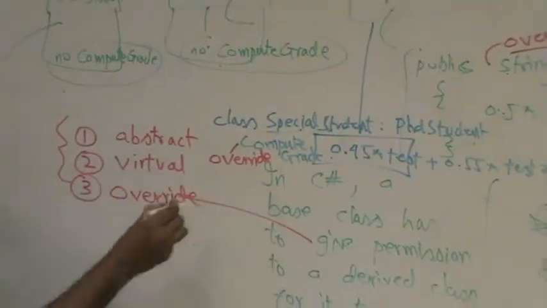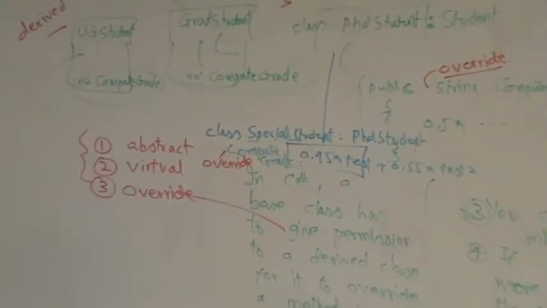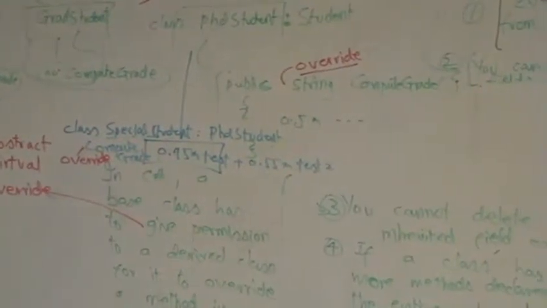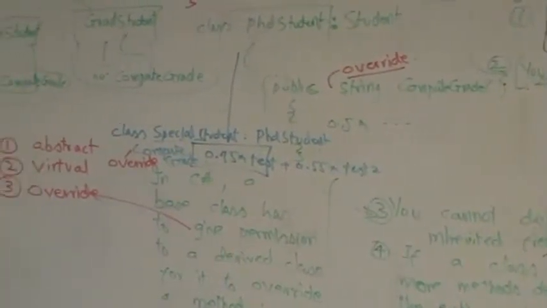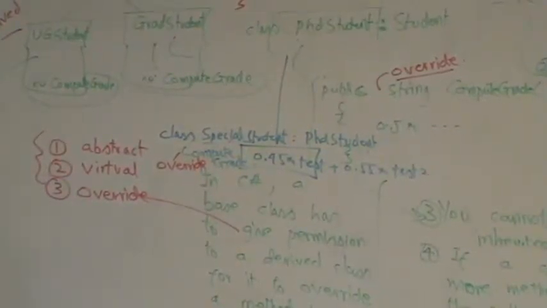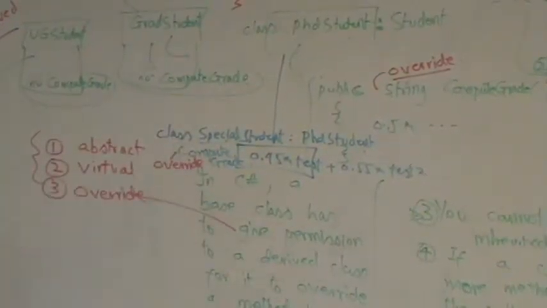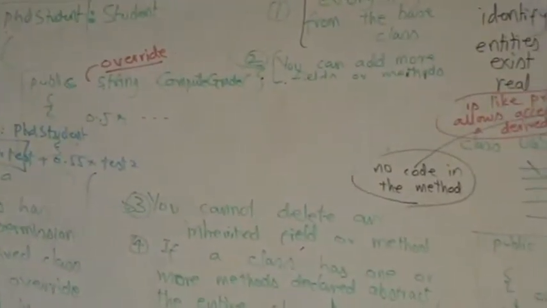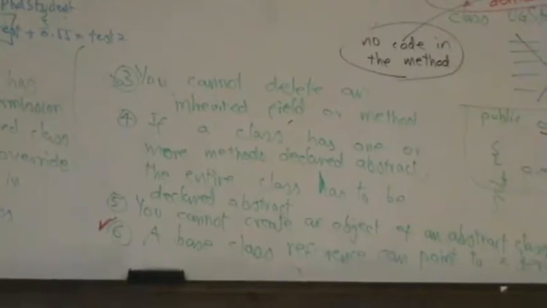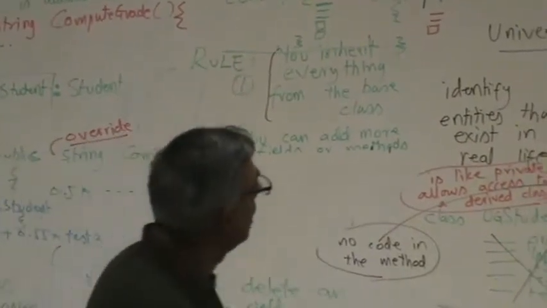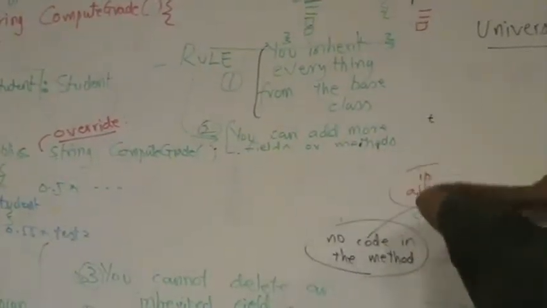The keyword override. Okay. So let me summarize whatever we learned so far. We learned some of the rules of inheritance. So we came up with 6 rules. We learned some of the keywords that we use in C# to eliminate ambiguity as related to inheritance. So let's summarize those.